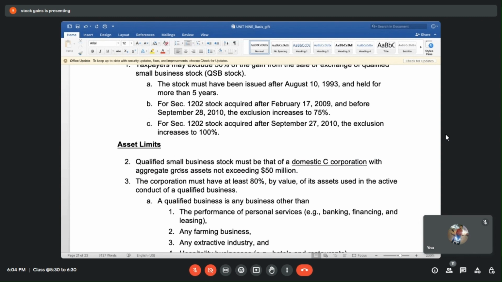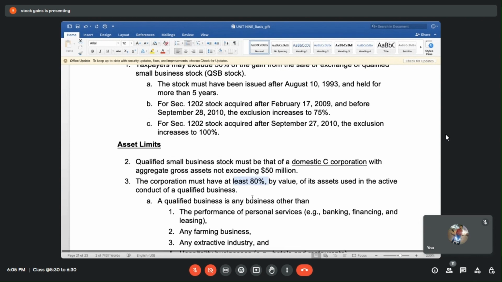And the gross assets of the company should not exceed 50 million. They're talking about gross assets, not net assets, so you are not going to deduct liabilities out of it. We're just talking about gross assets. It should not exceed 50 million. If the company has raised 100 million, they will not fall into QSBS anymore because their assets are quite big. They've crossed that $50 million threshold.